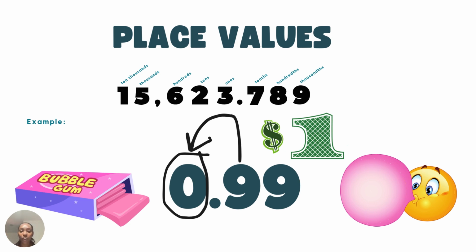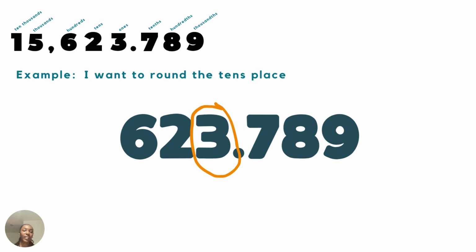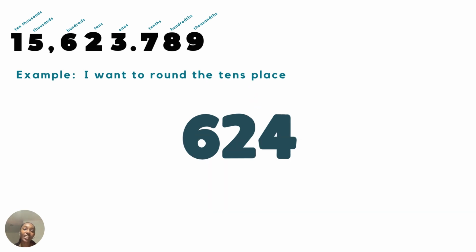Let's do a few more examples of rounding a number. Let's round this number to the tens place. If we were to round the number 623.789 in the tens place, we would look at the number directly behind it. Is it a 5, 6, 7, 8, or 9? Yes. The number right behind it is a 7. So we will round it up to 624.